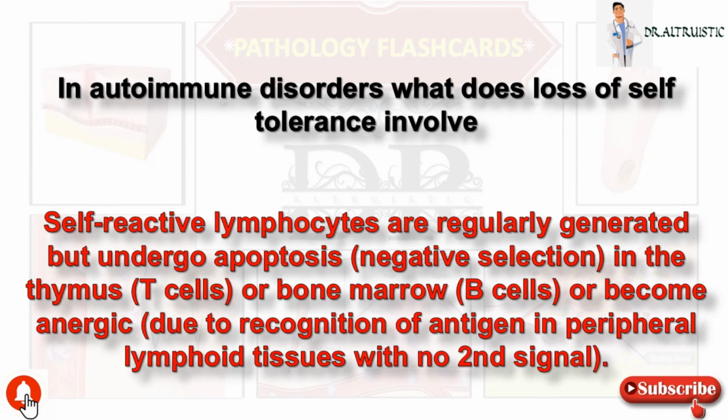In autoimmune disorders, what does loss of self-tolerance involve? Self-reactive lymphocytes are regularly generated but undergo apoptosis, negative selection, in the thymus, T cells, or bone marrow, B cells, or become anergic, due to recognition of antigen in peripheral lymphoid tissues with no second signal.